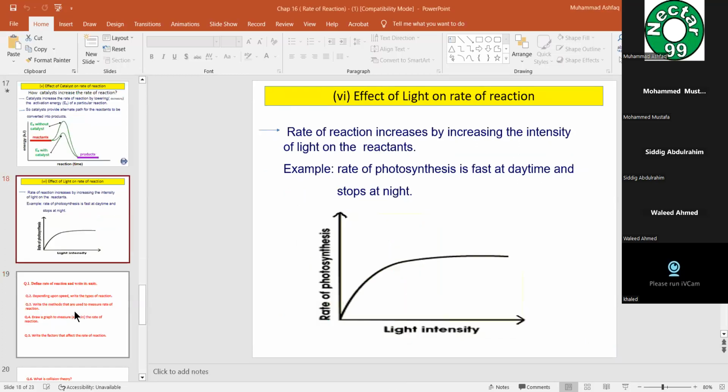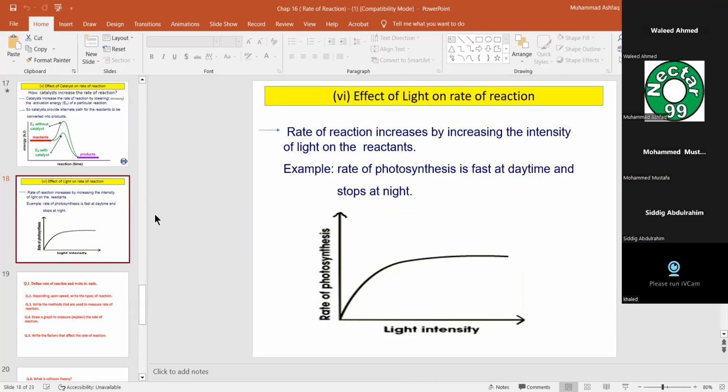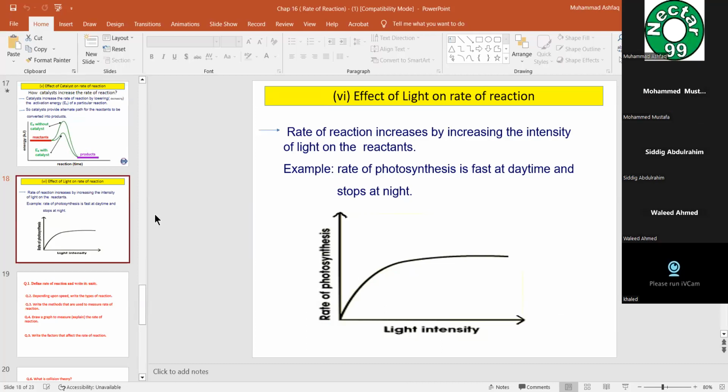This was about light, as we already learned. The rate of reaction increases by increasing the intensity of light on the reactant. For example, the rate of photosynthesis, as you know very well, is faster in the daytime and stops at night. So light also affects the rate of reaction.